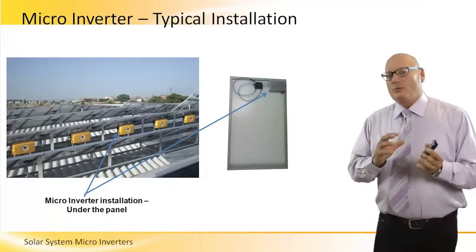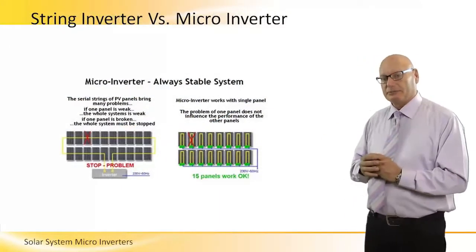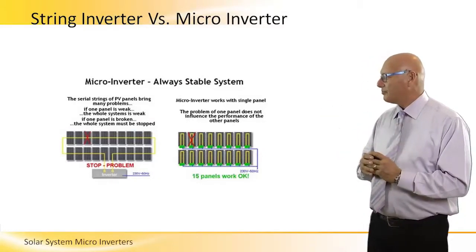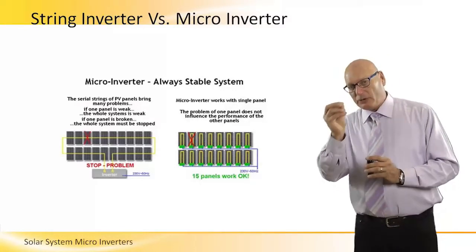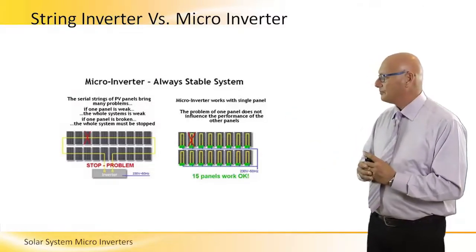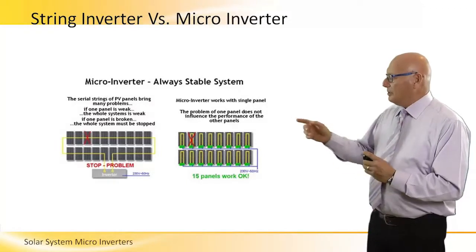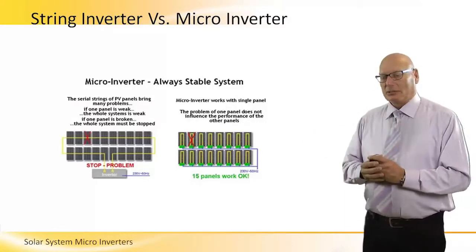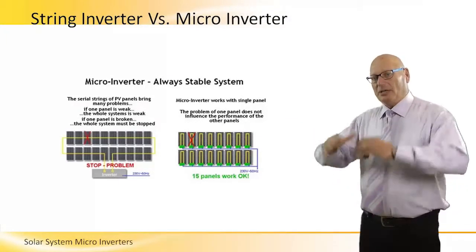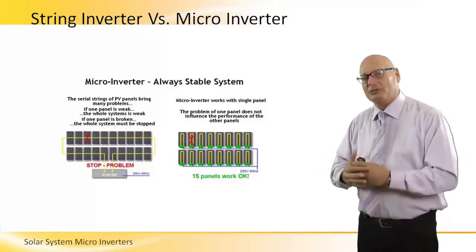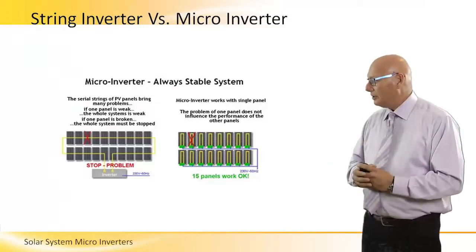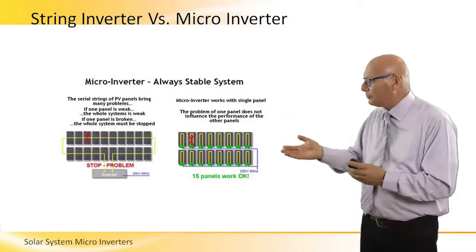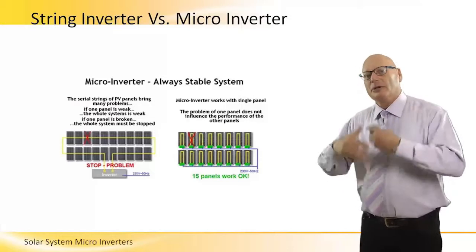This is a slide to compare a string inverter versus a microinverter. Microinverters always assure a stable system, and the reason is that there is a specific microinverter per panel, as we mentioned. Look at the picture on the left, where we have a string inverter. There's a string, an array of PV panels, all connected in series. If one particular panel is faulty, it brings down the total power output of the string itself, because its internal resistance will be so high, it will increase the total resistance of the string, bringing down the current and the output power.